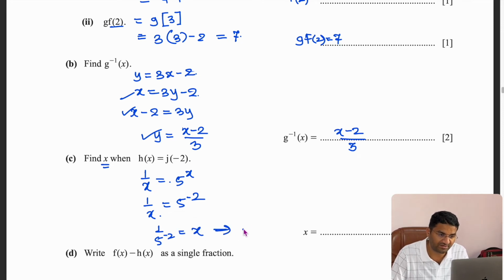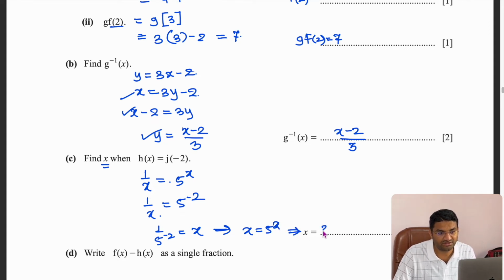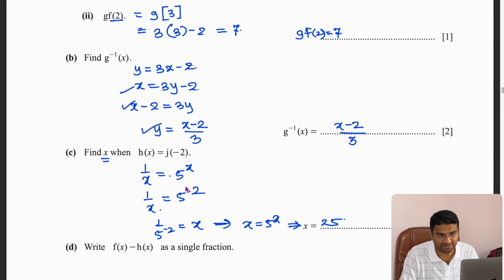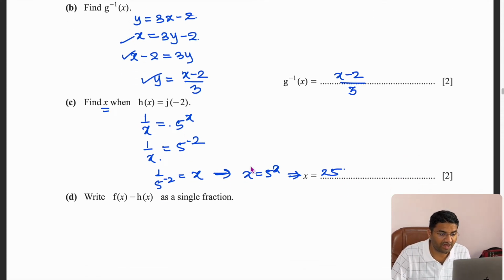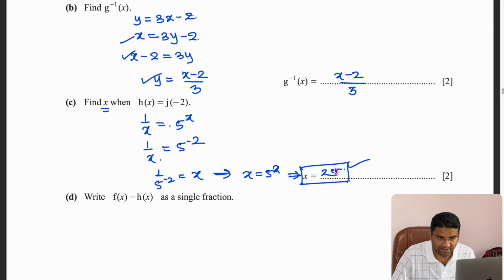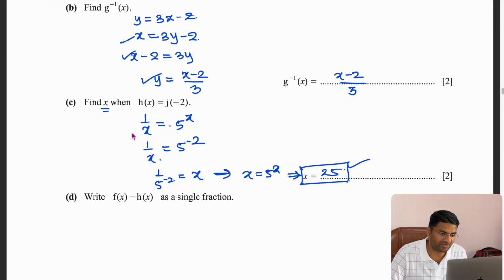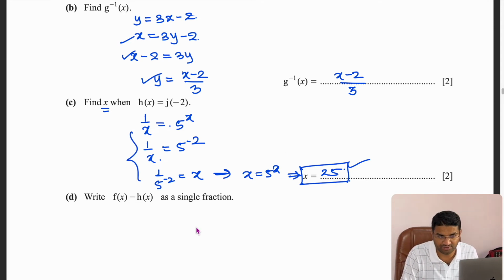It will be 1 upon 5 raised to negative 2 is equal to x. So it means x is equal to 5 raised to 2, which is basically 25. Getting it? So this is the answer. This is how you have to find step by step answers, and for the right answer you get 1 mark, and for this step half a mark is distributed.